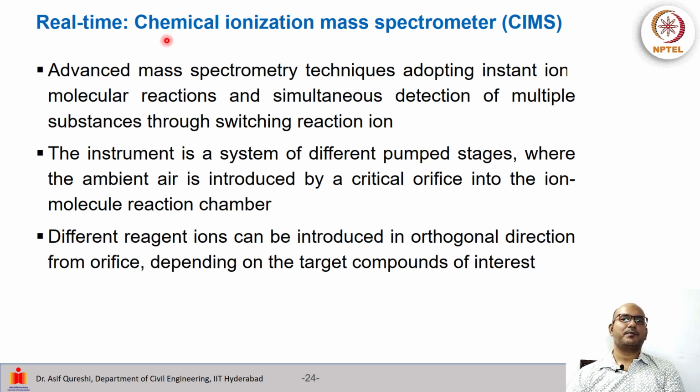Then in real time we also have chemical ionization mass spectrometer, which is an advanced mass spectrometry technique. It basically involves instantaneous ion molecule reactions and simultaneous detection of multiple substances through the switching of reaction ions. The instrument is a system of different pump stages where the ambient air is introduced by a critical orifice into the ion molecule reaction chamber. Different reagent ions can be introduced in this method in orthogonal direction from the orifice depending on the target analyte of interest.